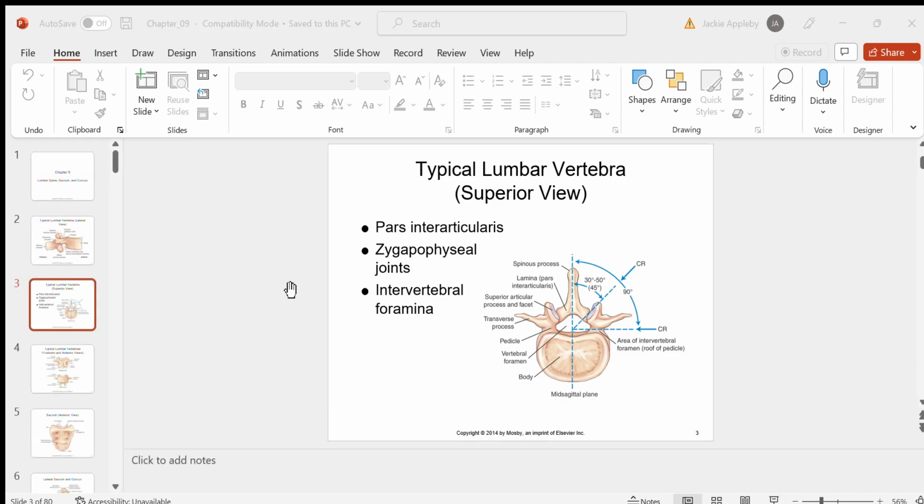Okay. So as I said, this view gives us a little bit more information than that lateral view. This is a view called a superior view, or superior-inferior view. That tells us we're looking from above the vertebra. We're looking down on a vertebra, okay? Anterior of the body is at the bottom of the screen, posterior is at the top of the screen.